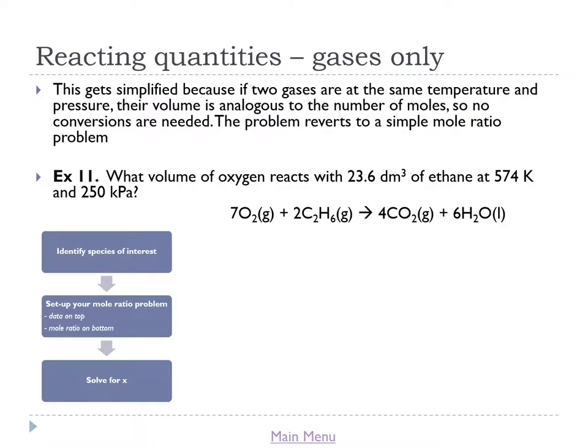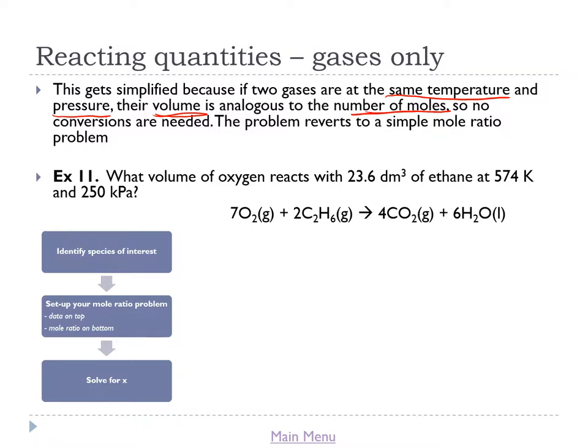So in terms of looking at reacting quantities involving gases, if we're only looking at gases, it's really easy. The reason is that if two gases are at the same temperature and pressure, their volume is analogous to the number of moles. That doesn't mean their volume is the same as the number of moles, but it means that their volume is in direct proportion to the number of moles, so we don't need to bother about doing any fancy conversions. The problem just becomes a simple, straightforward mole ratio problem.